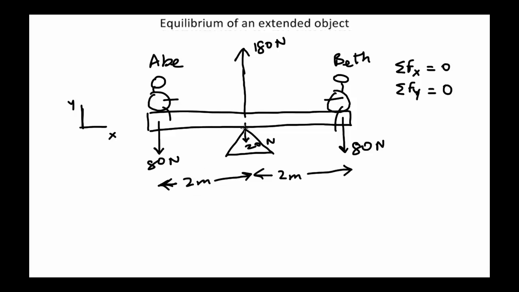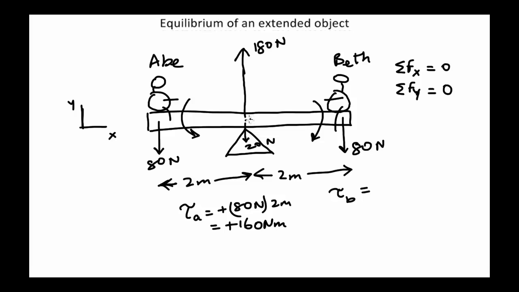So the torque, as before, from the weight of the plank and the normal force are both 0 around this pivot. The torque from Abe's weight is in a counterclockwise direction, so that would be positive. So torque Abe is a positive 80 newtons times 2 meters, which gives me plus 160 Newton meters. And the torque from Beth, let's call this tau B, is in the clockwise direction around the pivot that we chose. So clockwise torques are negative, so this will be negative 80 newtons times 2 meters. That gives me minus 160 Newton meters.